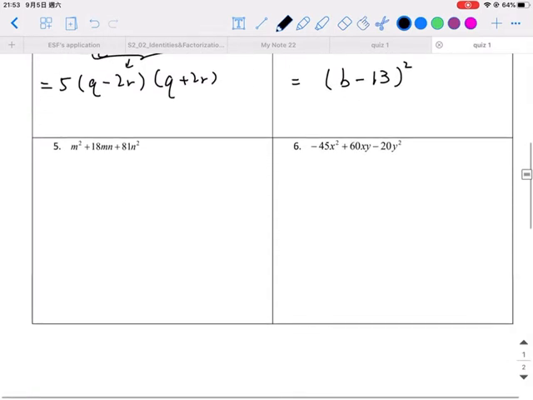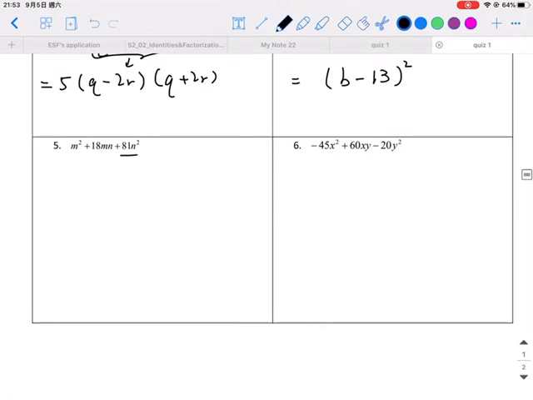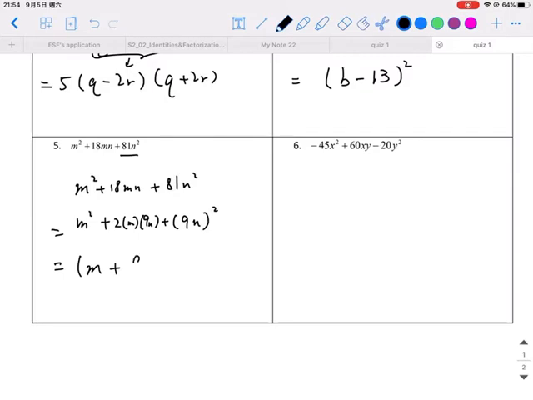For number 5, that means 81n squared should be equal to 9n squared, right? So I write down this one. First bracket 9n squared. In the middle part, it should be 2 times m times 9n, and the first part is m squared. Therefore, it should be m plus 9n squared.